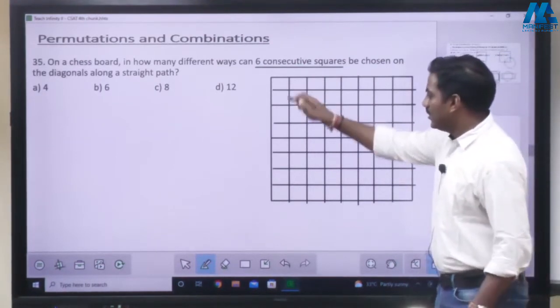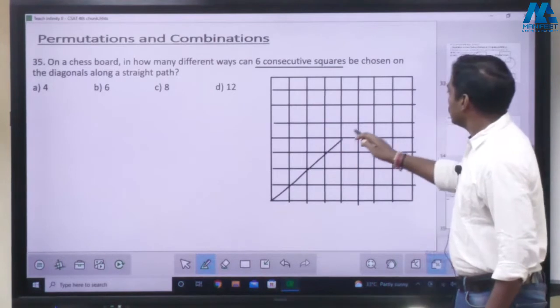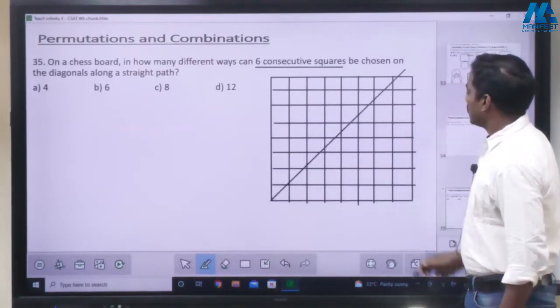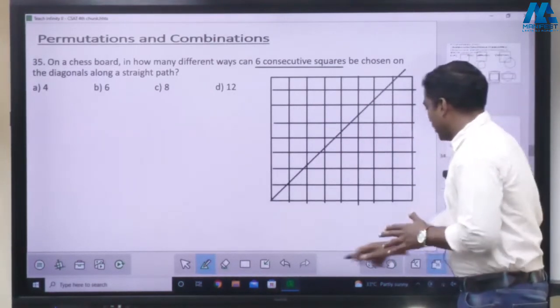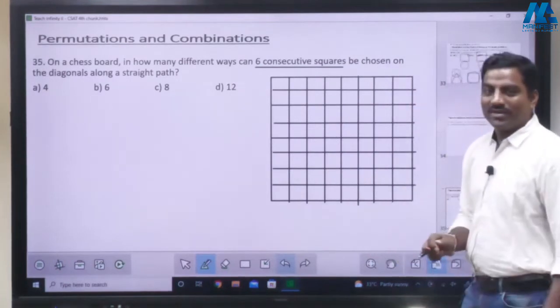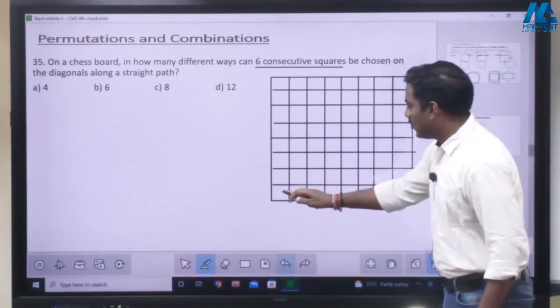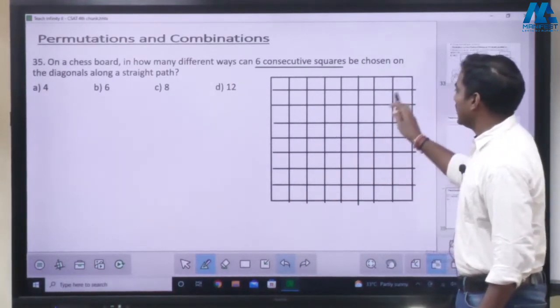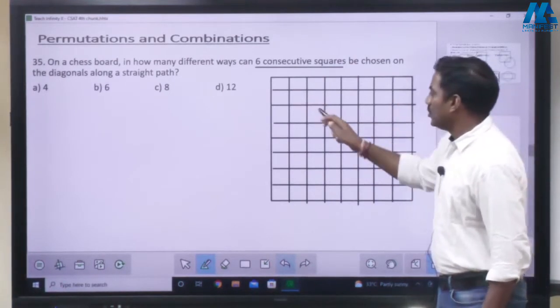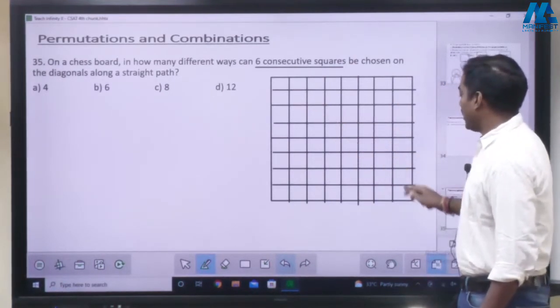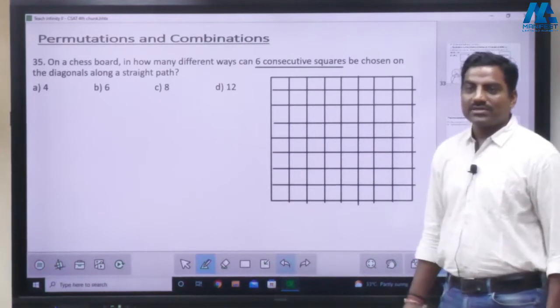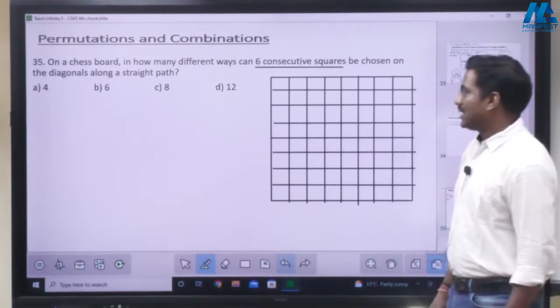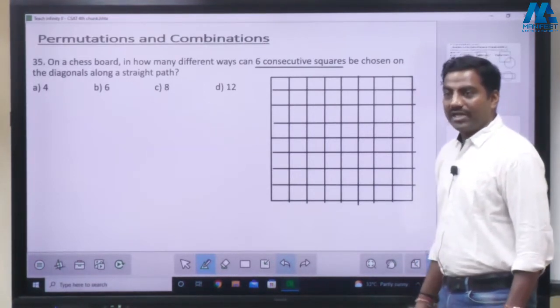If you draw the diagonal, okay, better I don't draw. So these are the squares 1, 2, 3, 4, 5, 6, 7, 8. Similarly, 1, 2, 3, 4, 5, 6, 7, 8. These are the squares that they are meaning. What they are asking? Six consecutive squares.